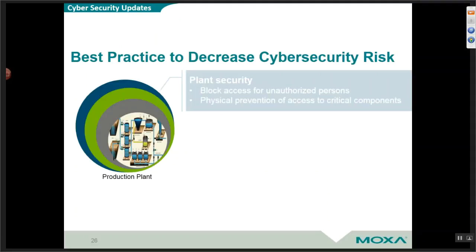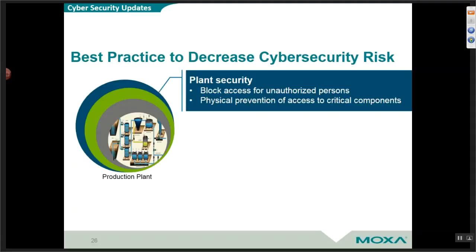We really recommend a multi-tiered approach, meaning you don't have just one thing that's going to stop a cybersecurity attack. You have multiple layers geared to stop increasing attacks as people try to get to these devices within your facilities. The first one is plant security. Most people have key cards, passwords, fingerprint scanners, some sort of physical security to prevent people who are not authorized to be in that facility from being there.